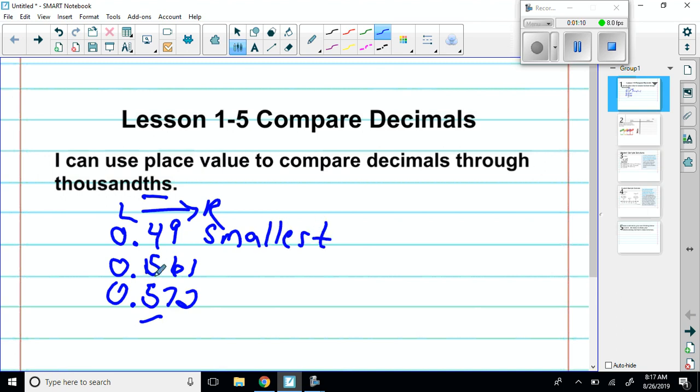And then these two, you would go to the hundredths place, and we would find out that 7 is bigger than 6. So then this would be the largest. So that's the activity that we're going to be doing during 1-5. So if you want to push pause and go ahead and write down the title and then your learning objective, and then just push play when you're ready to continue.